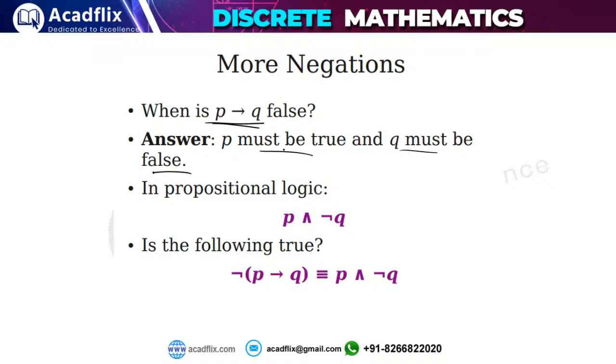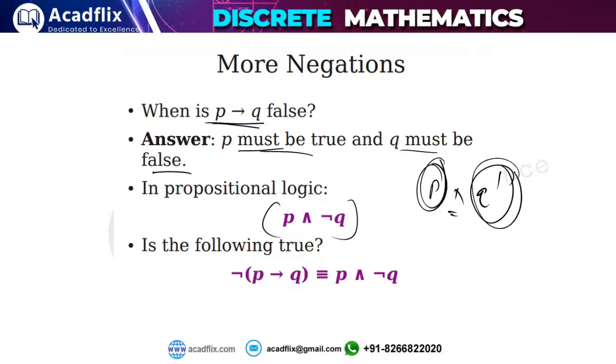This statement, P must be true and Q must be false, we can write like this: P and Q bar, which means P is true and Q is false. Q dash basically means Q is false. So P is true and Q is false.